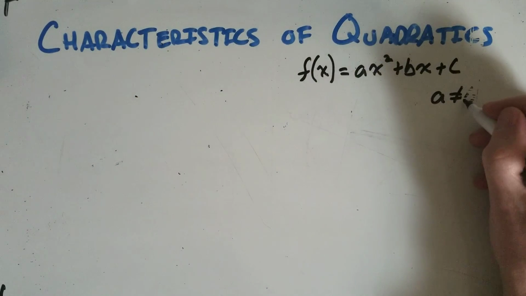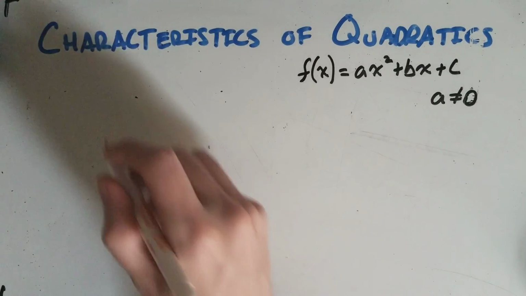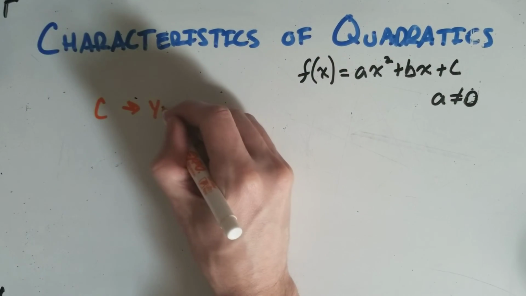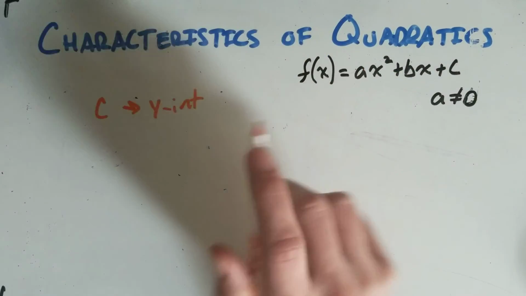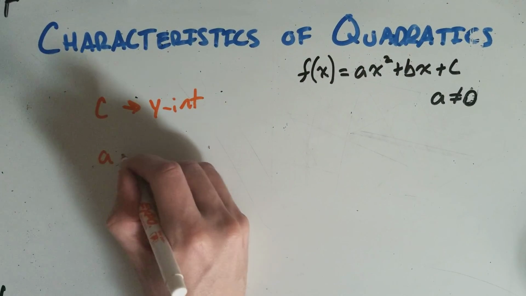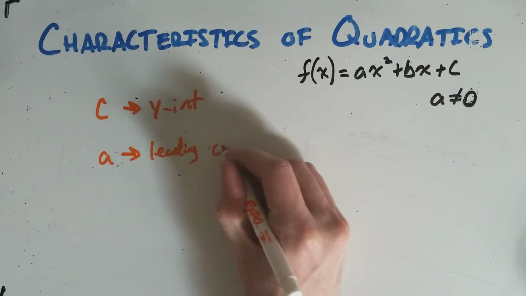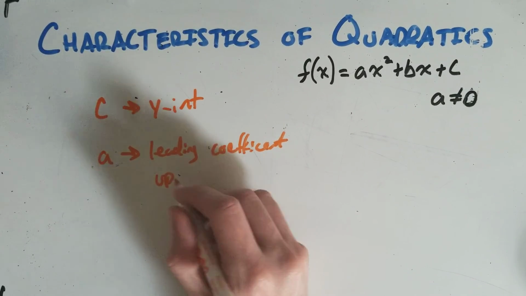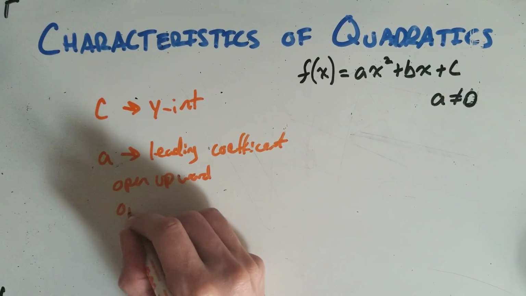Our next thing we're going to do is see how we can pull the information out of this equation, given in standard form. So in standard form, one of the nice things, we'll start off with the c at the end. In standard form, that's your y-intercept, so that's nice and easy to pull out. The a is going to be the leading coefficient, and that's going to tell us if we open upward or if we open downward.